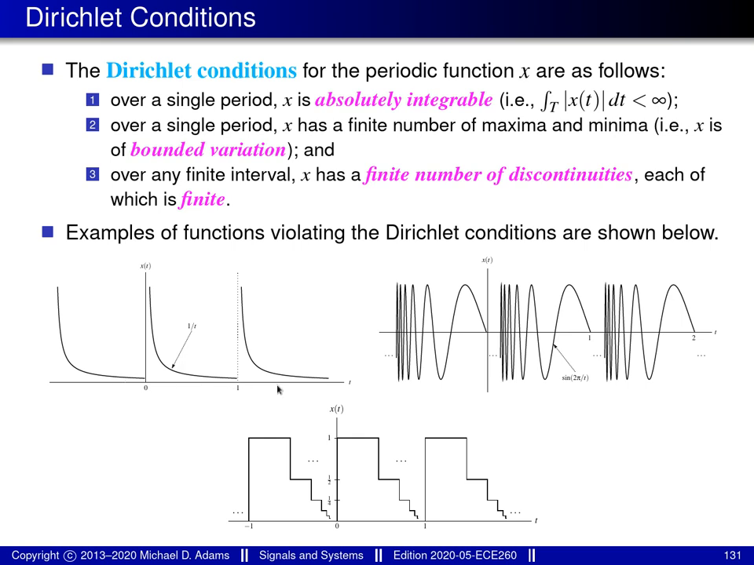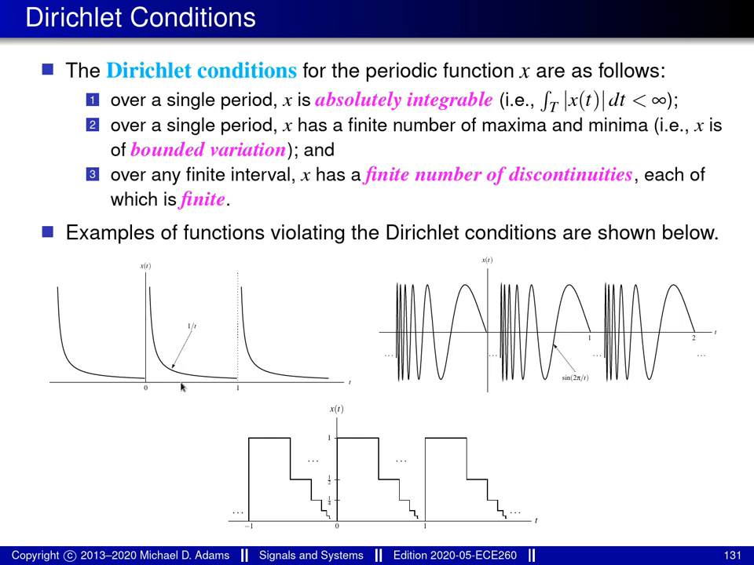Now this particular function violates the first Dirichlet condition because if we try to integrate the absolute value of this function over a single period, for example, consider the period from 0 to 1, when we integrate 1 over t, we're going to get a logarithmic type function. And when we evaluate this logarithmic function at 0, it's going to blow up to infinity. So because of this, this function is not absolutely integrable.